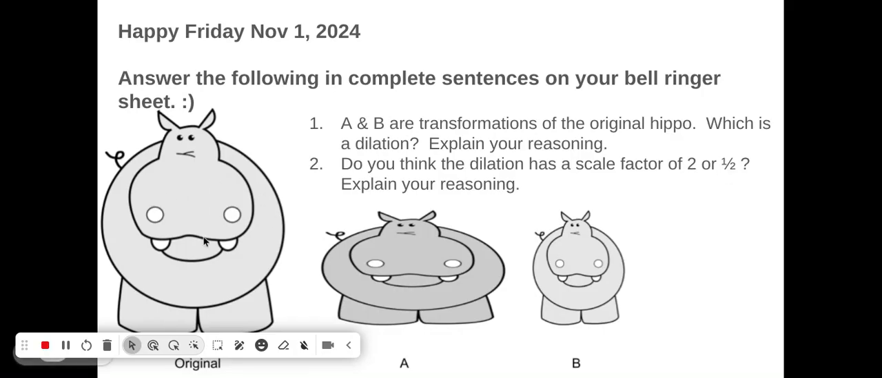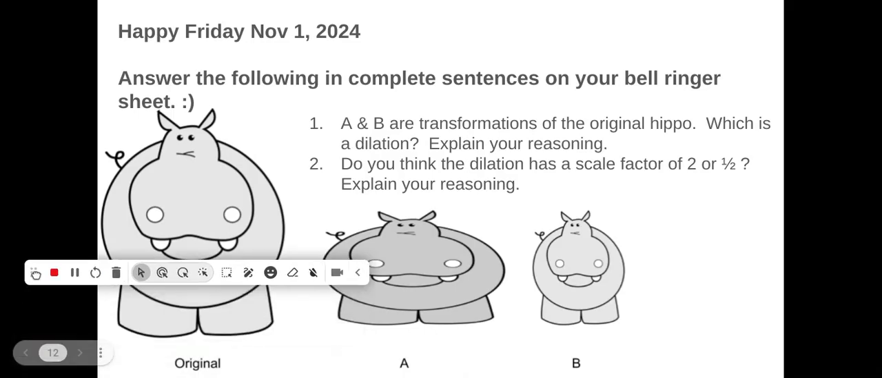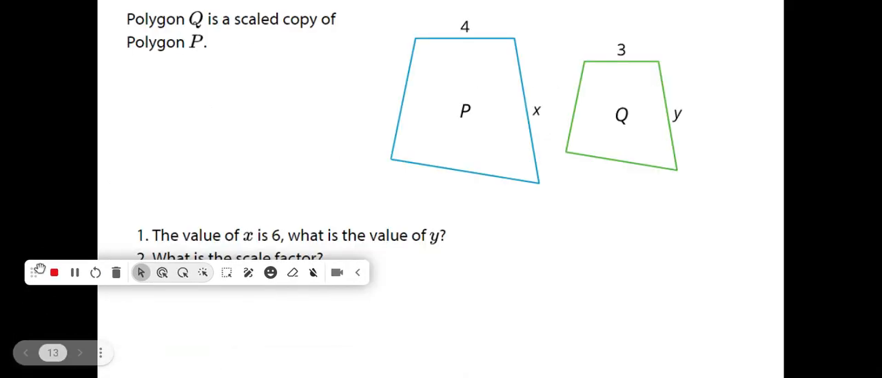To go from this original to whichever one of these is the dilation, do you think it's more likely to be a 2 or a half scale factor? And explain your reasoning. All right.